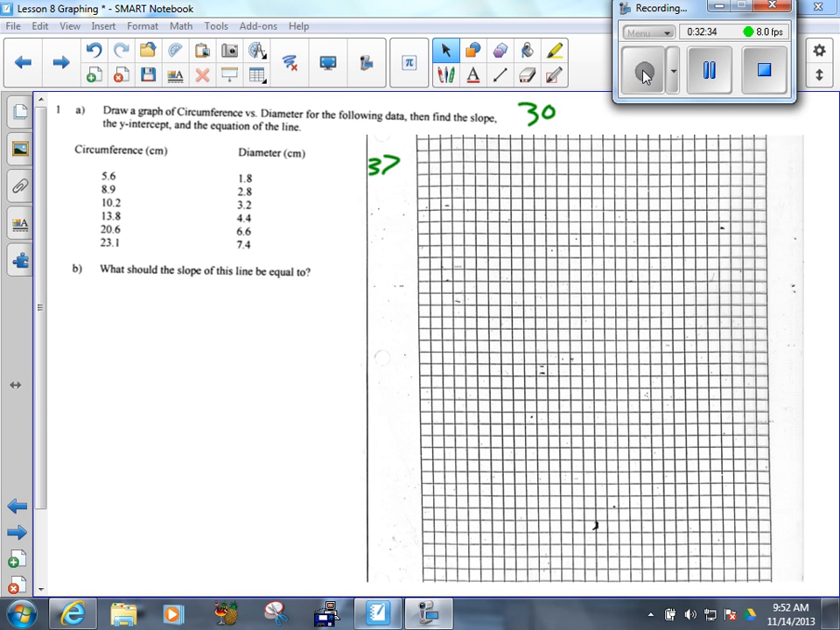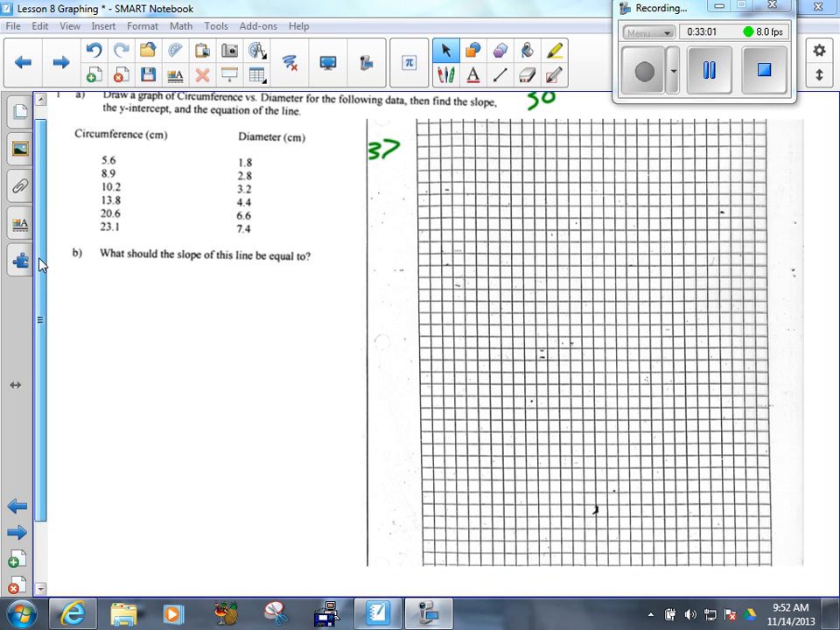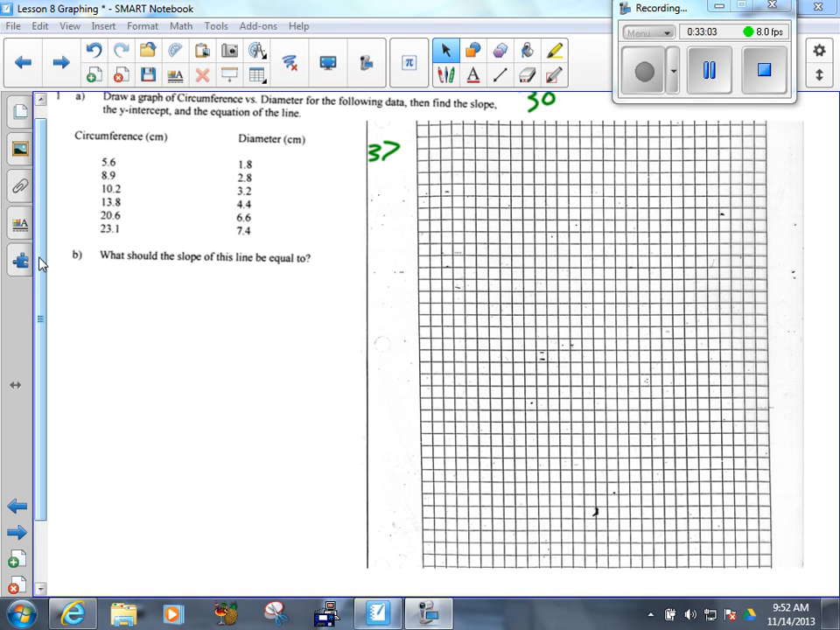Now, which one of those do you suppose should go on the x-axis? Which one responds to the other? Diameter is the manipulated variable here. As I increase the diameter, what happens to the circumference? It increases. So we're going to put diameter on the x-axis and circumference on the y. Circumference is going to be our responding variable for this particular one.